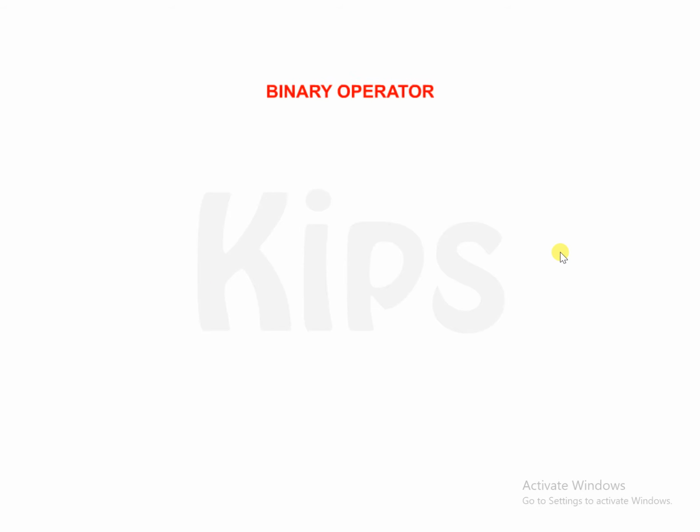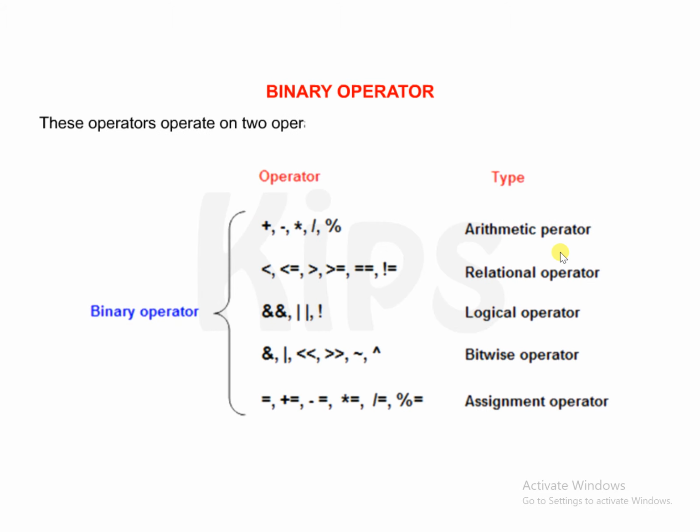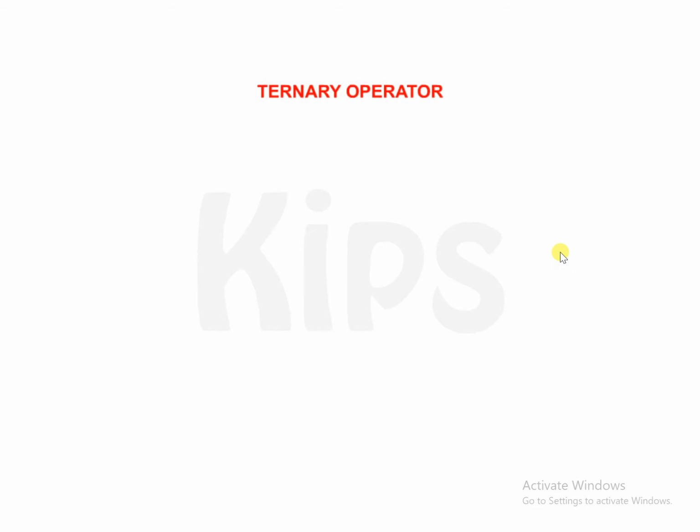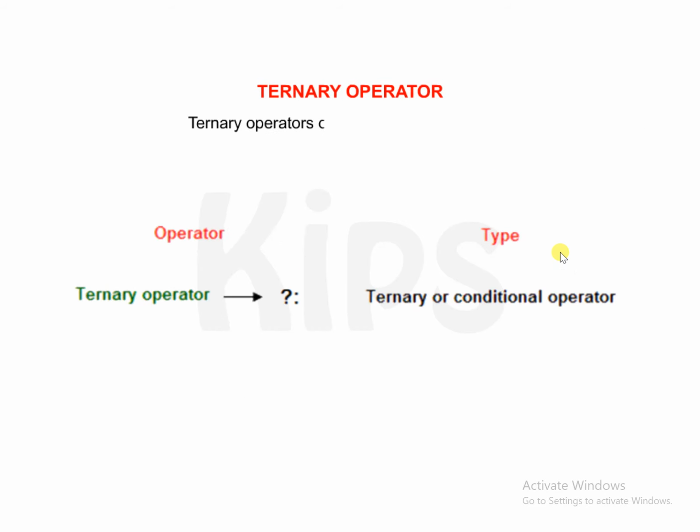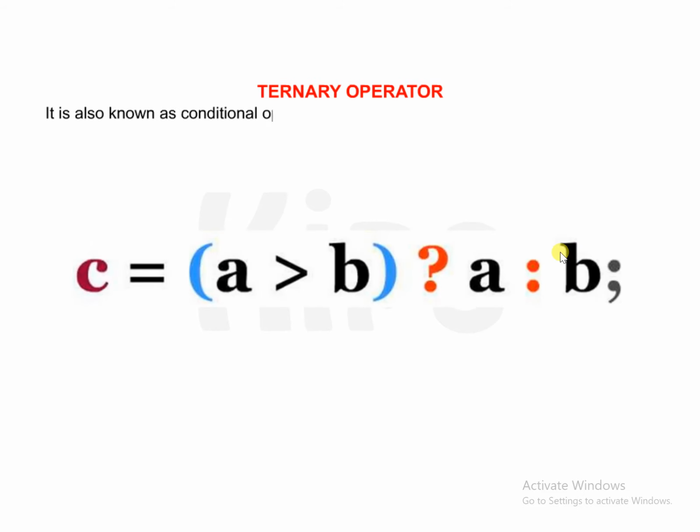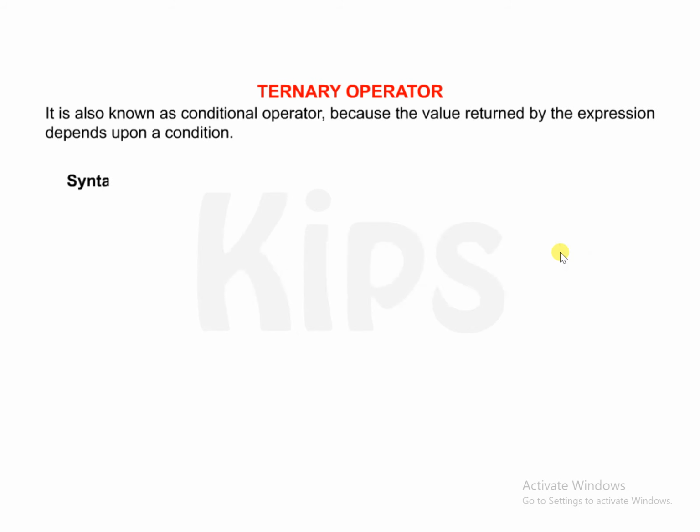Binary operator: these operators operate on two operand values. Example: a + b. The operands are a and b. Ternary operator: ternary operators operate on three operands. It is also known as conditional operator because the value returned by the expression depends upon a condition. Syntax: variable = (condition) ? test expression 1 : test expression 2.